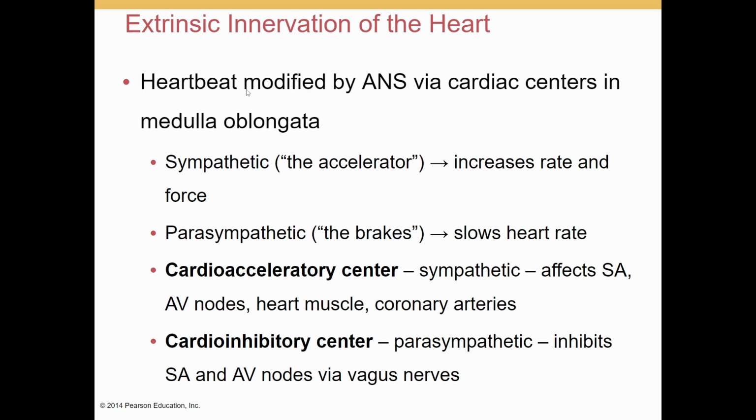Don't forget that the heartbeat is modified by the autonomic nervous system. The sympathetic nervous system, the accelerator, would increase heart rate and increase the contractile force, whereas the parasympathetic nervous system would slow heart rate and decrease contractile force. And it's really the vagus nerve of the parasympathetic nervous system that brings down the inherent heart rate from about 100 beats per minute to 75 beats per minute, called the sinus rhythm.